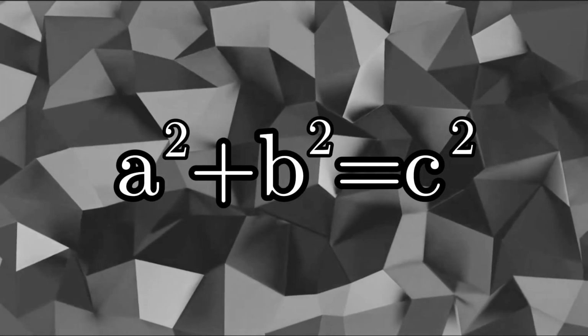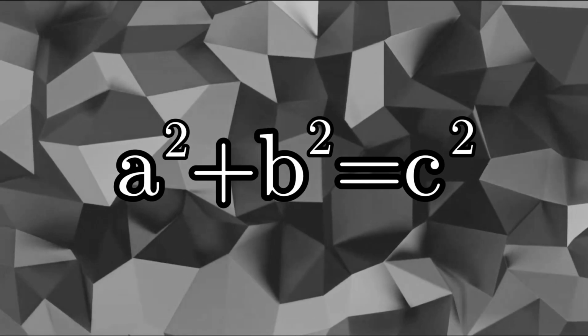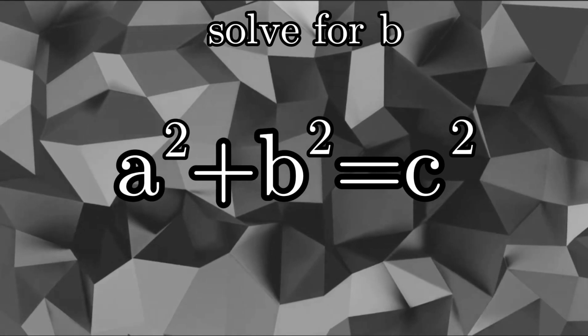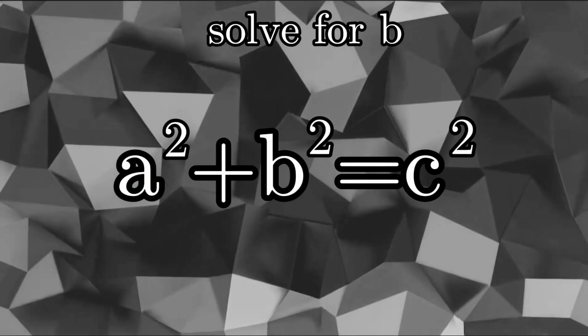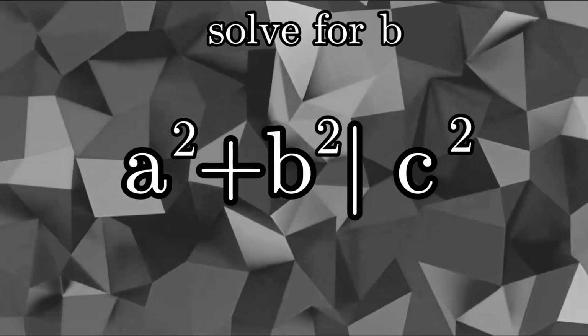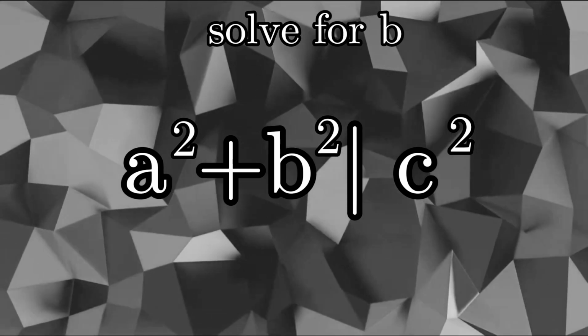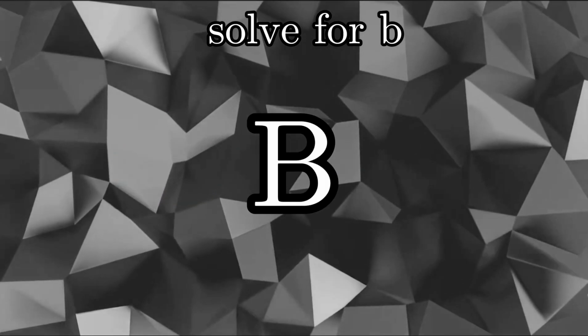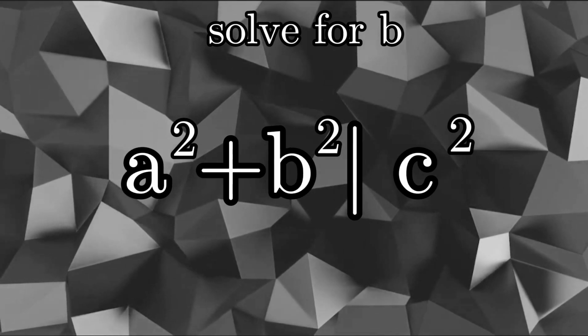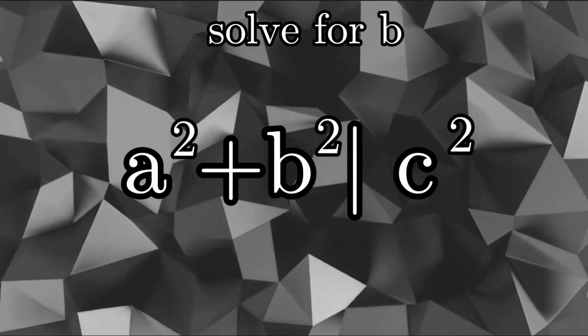For example, a squared plus b squared equals c squared, solve for b. Now we know that all of this equals c squared, but how do we get what b equals? We'll start by drawing a line where the equal sign is, and then we have to get rid of this a squared and this exponent to get b. But how do we get rid of it? Well, we just do the inverse of what is happening to it.